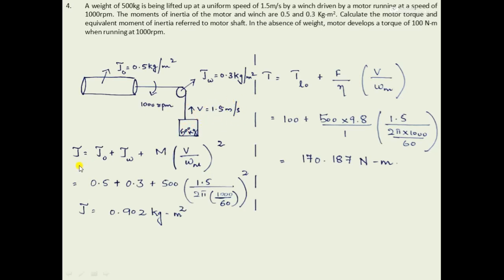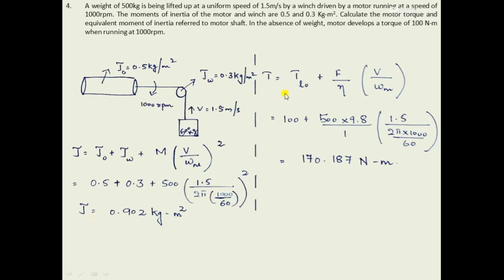In order to find the equivalent moment of inertia, we will use the standard relation J is equal to J0 plus JW. Here the winch is having rotational motion. As far as this motor is concerned, the winch is a rotational load and this is a translational load. So we can write J is equal to J0 plus the moment of inertia of the winch, which has rotational motion. As this has translational motion, the relation becomes m into v by omega m the whole square. Make suitable substitutions, and we can identify the value of equivalent moment of inertia.